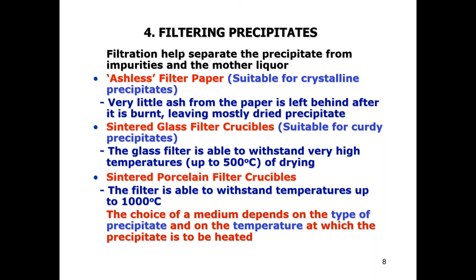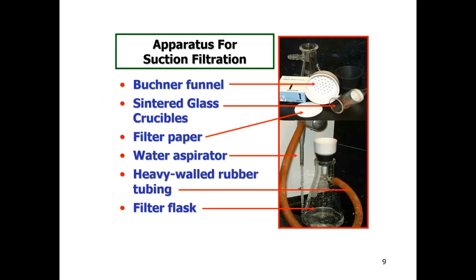So you filter it and then you dry it in the oven or in the microwave, or using a sintered porcelain filter crucible, which is for higher temperature. The choice of medium depends on the type of precipitate. But in our procedure we use the sintered glass crucible. This is the setup that we have, but the setup is using a Buchner funnel, but we are using sintered glass.